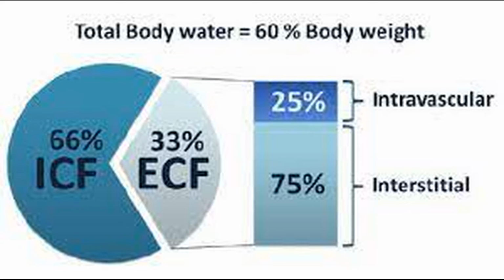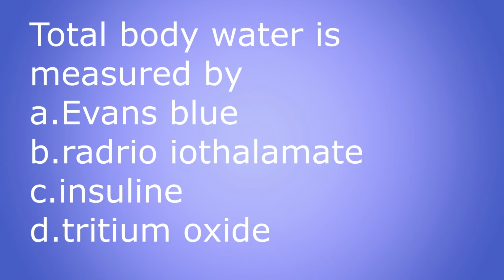And that extracellular fluid is further divided into intravascular fluid or plasma, and interstitial fluid. Plasma or intravascular fluid is 25% and interstitial fluid is 75% of ECF, not of total body water. We took a quick look at the body water compartments.